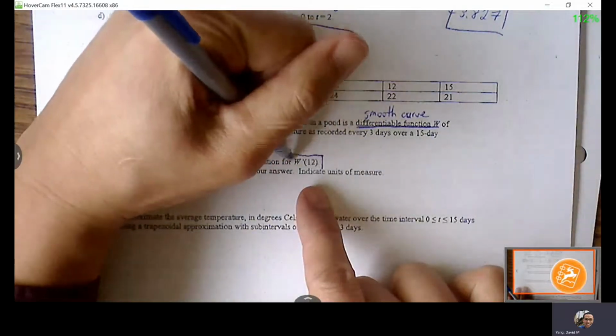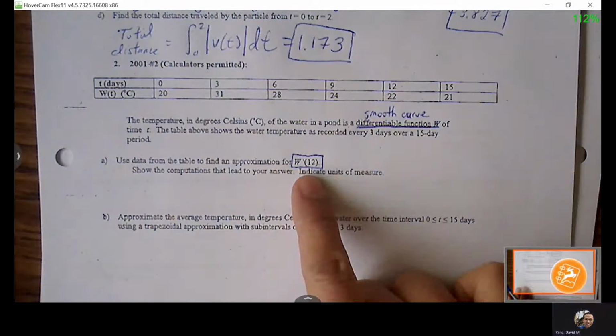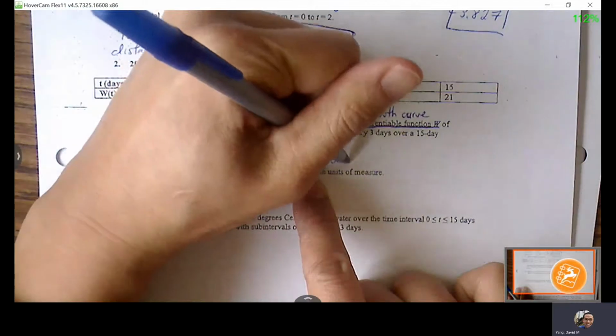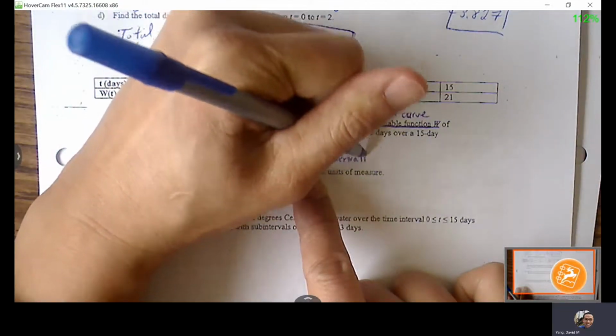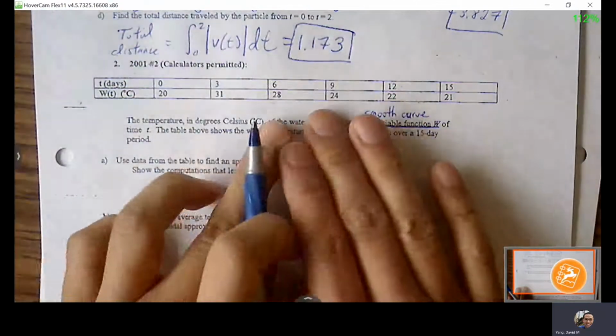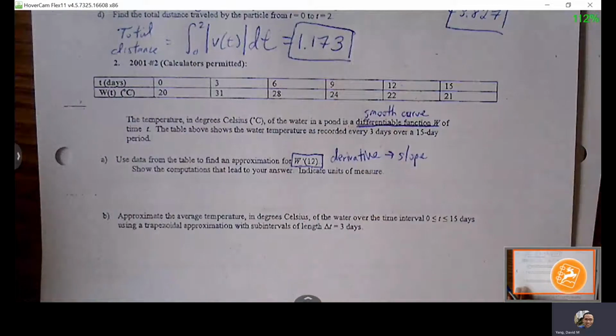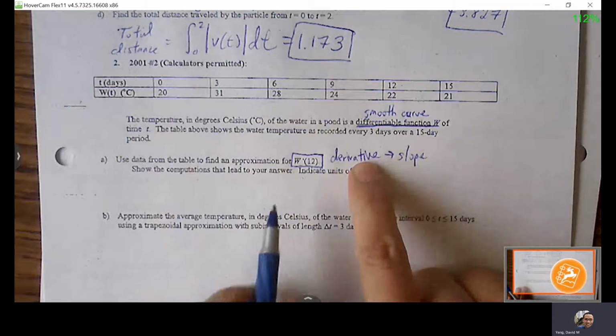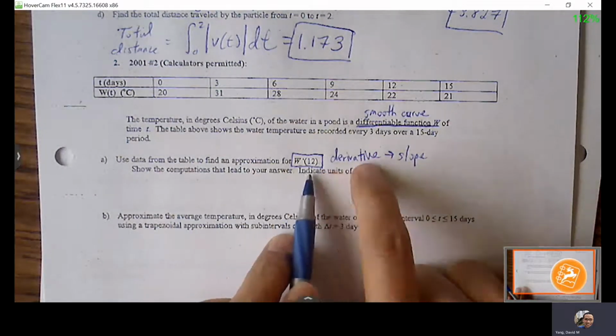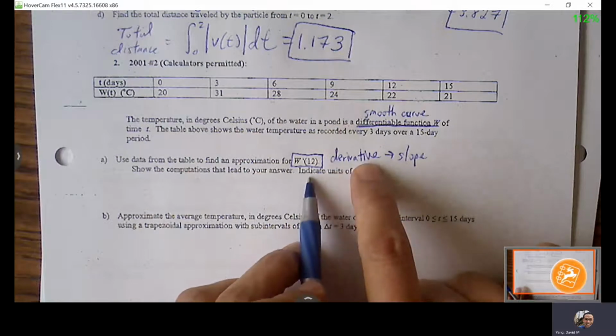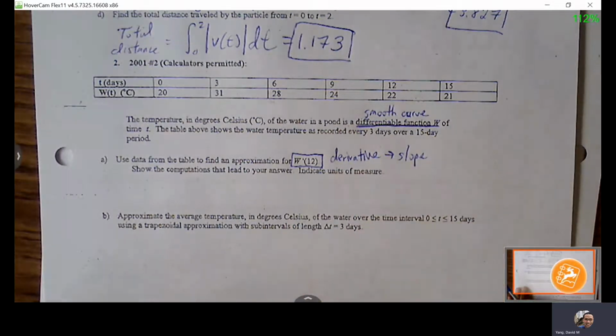What does that notation mean, W prime of 12? We normally associate W prime with derivative, but we can't find the derivative of a table, right? But we can find slope. Remember, derivative is just a fancy word for slope. Now, it's asking us to approximate the rate of change or the slope at 12. What information would I need to find slope?